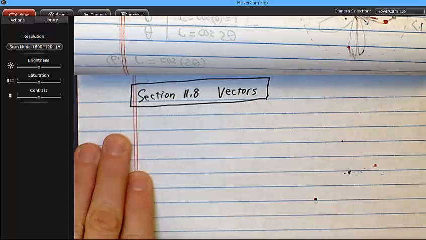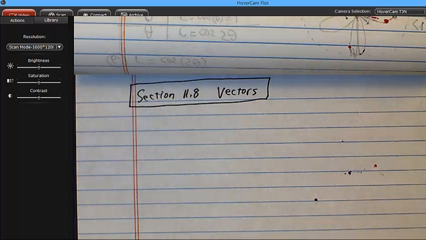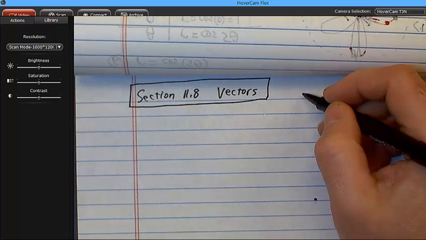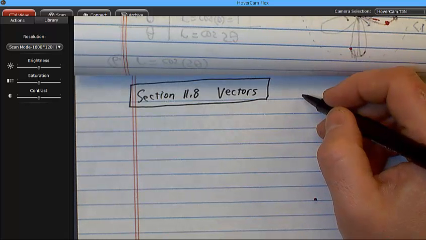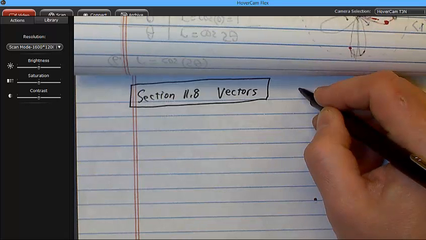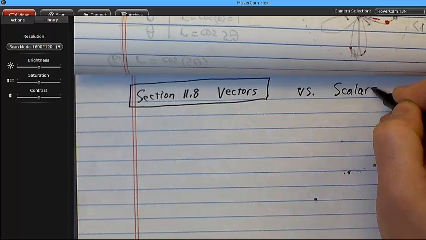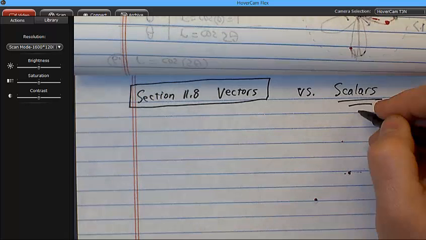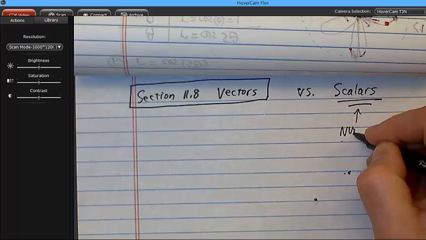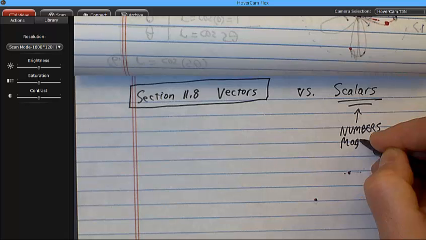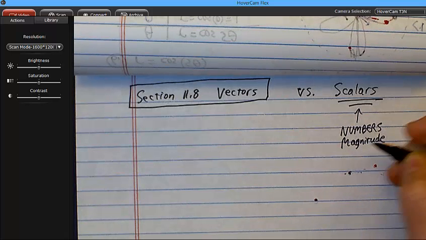So what are we doing with vectors? Well, first of all, what is a vector? A vector is different. When you start getting into the sciences, we come up with what are called vectors versus what are called scalars. Now, scalars are numbers, and the word that we often use is they have magnitude.